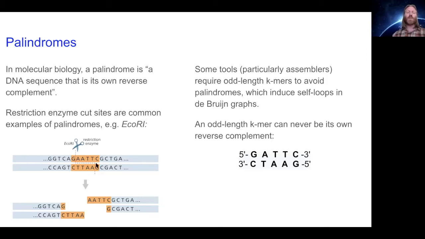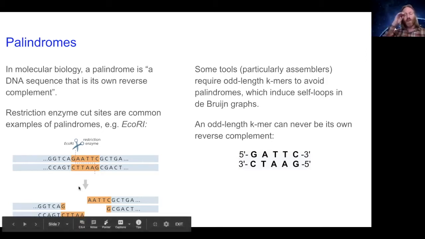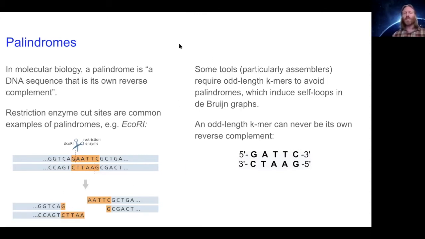The reverse complement of that is also GAATTC. And when the restriction enzyme cuts, it leaves overhangs that are reverse complements and identical, palindromically. So a lot of tools, especially genome assemblers, require odd-length Kmers to avoid palindromes because these induce self-loops in de Bruijn graphs, which is the algorithm that is used for a lot of assemblers.